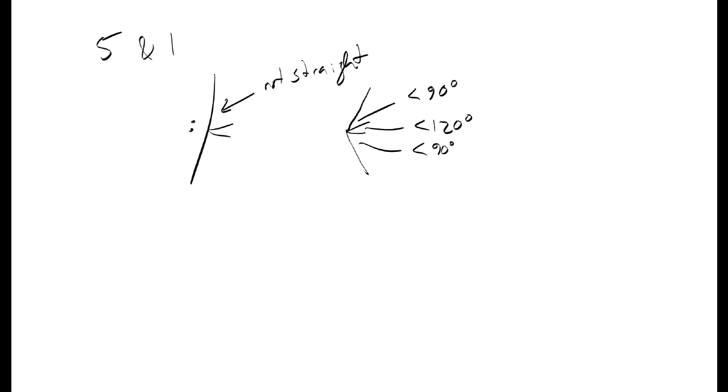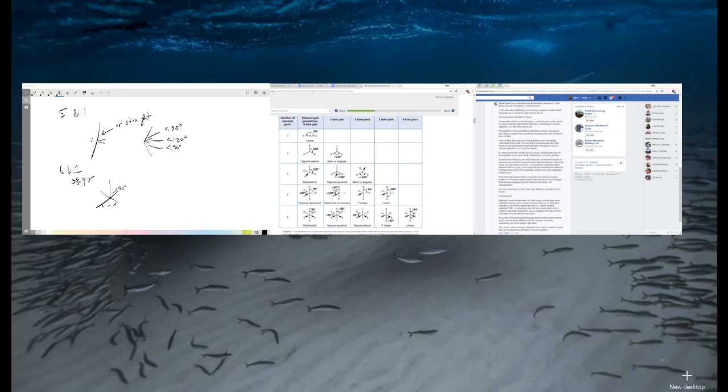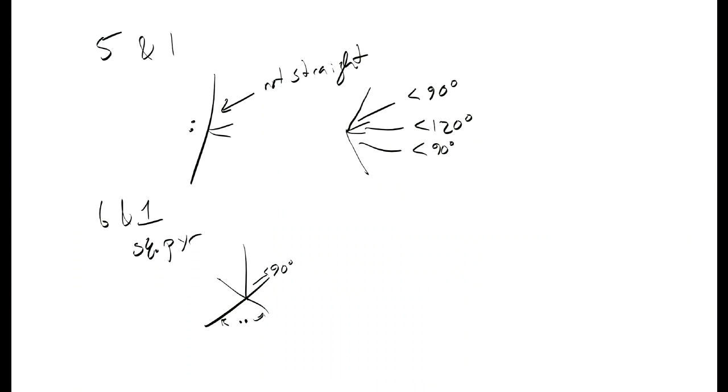Similarly, for 6 and 1, the square pyramid, it should look like that. It should all be 90 degrees, but the non-bonding pair on the bottom squishes everything upward. Now, it's 1 non-bonding pair versus 5 bonds, so it's not a big squish, but it is going to squish them slightly, so they're going to end up a little bit less than 90 degrees. It's not a huge change, but it's noticeable.